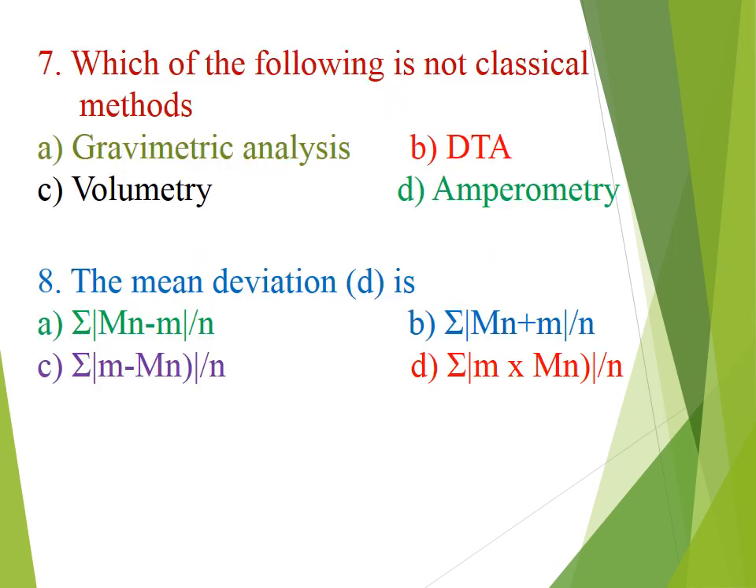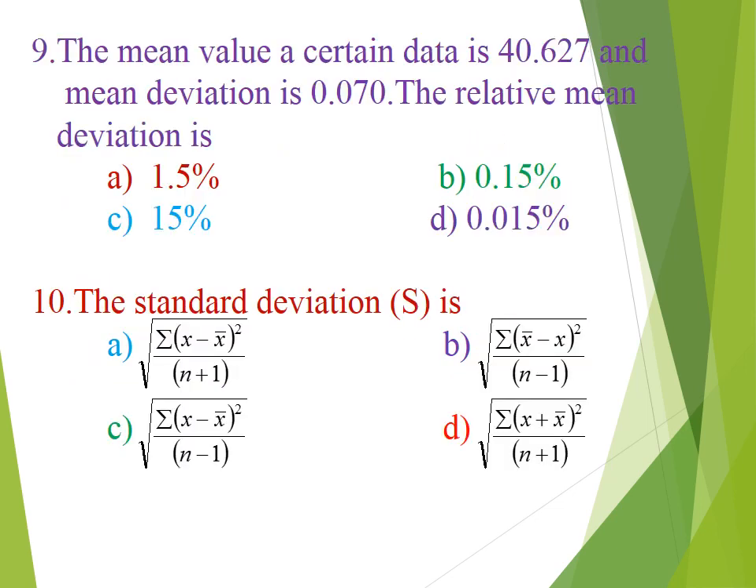Which of the following is not a classical method? Gravimetric analysis, DTA and volumetric are classical methods. Amperometry is not a classical method. Therefore, the option D is correct. The mean deviation is option A, summation of mod x minus x bar divided by n. Option A is the correct answer.